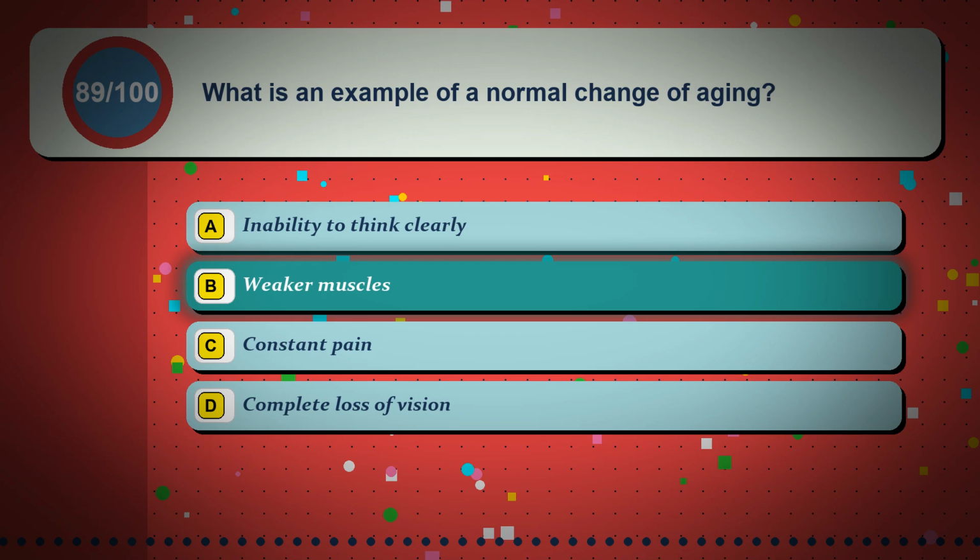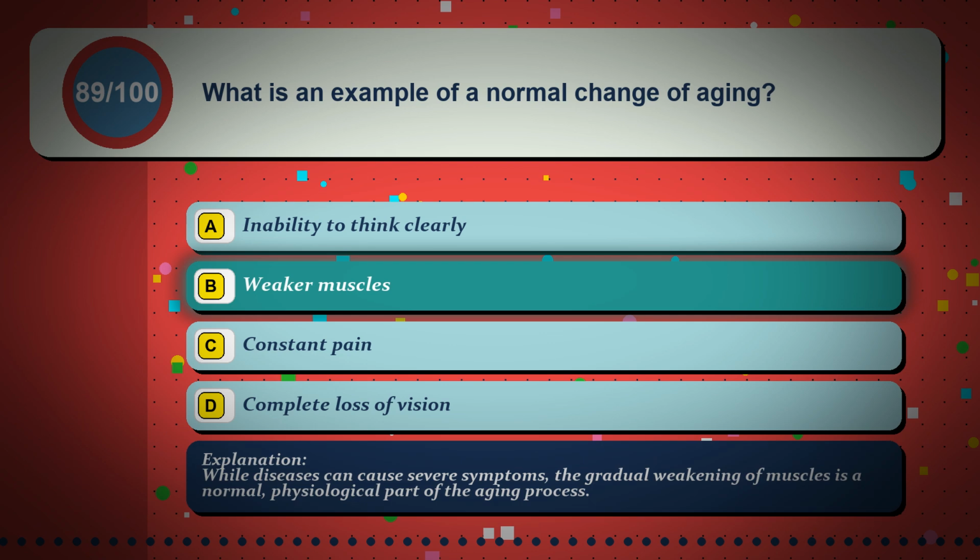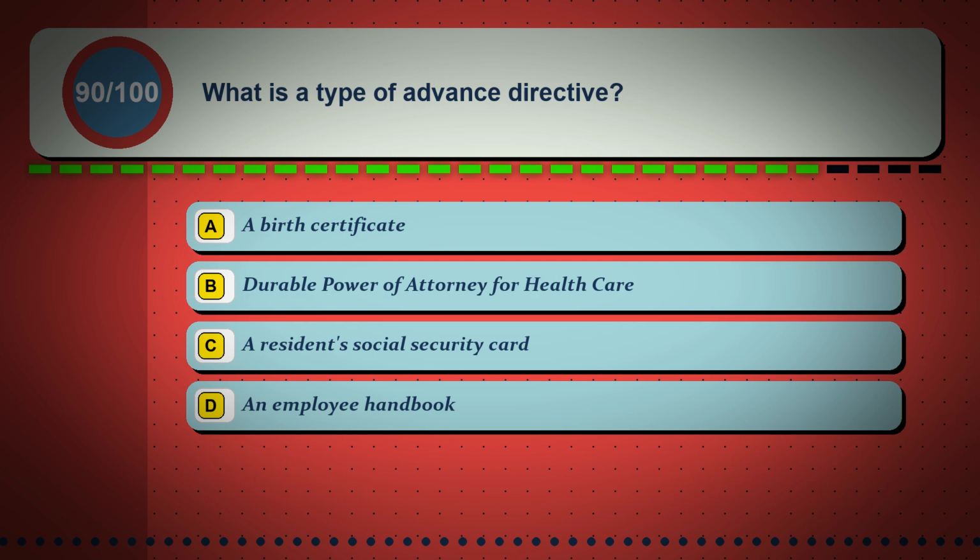The correct answer is option B. Weaker muscles. While diseases can cause severe symptoms, the gradual weakening of muscles is a normal, physiological part of the aging process.